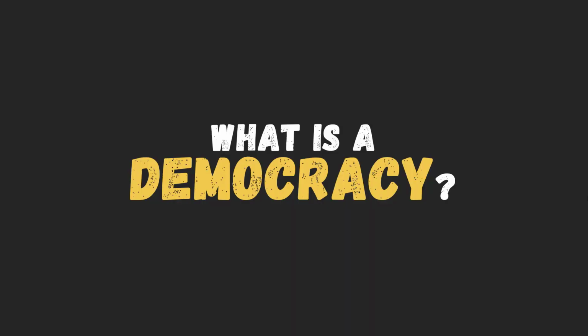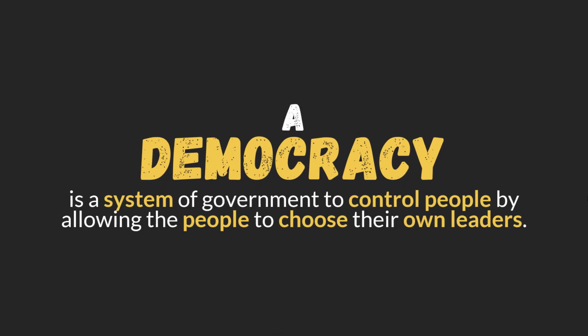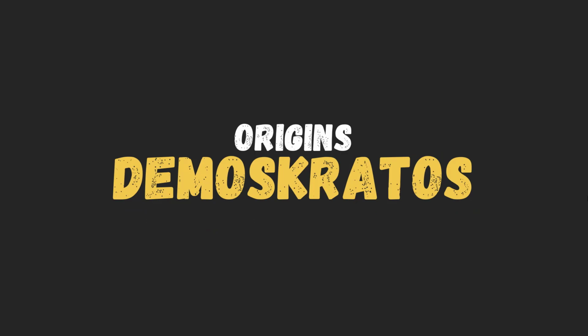Alright, so you have a rough idea of what a democracy is. In Singapore, we are a representative democracy where we choose people to represent us and they will make the laws. So a democracy is a system of government where the people choose their own leaders, which means that if you are a citizen of a country, you will be able to choose your own leaders. The origins come from the words demos kratos.